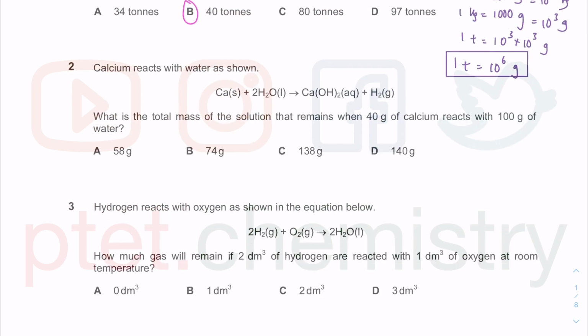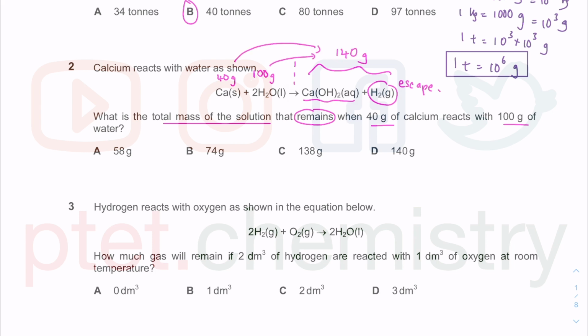Moving straight into question 2, what is the total mass of the solution that remains? Okay, so you want the mass of the solution that remains. It's very important that this is the gas that escaped. If I work out the total mass here, so I know this is 40 gram and I know this is 100 gram of water. So my conservation of mass says that the total mass here must be 40 plus 100, which is 140 gram. So altogether, I'm expecting 140 gram on the right hand side, because this and this add up together to the total mass.